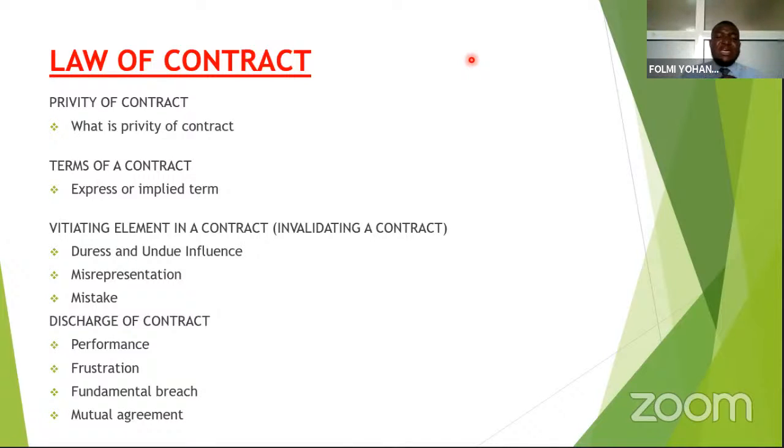Then parties can decide mutually to end a contract without even performing it, without either of the parties being at fault. They'll just say, okay, we don't want to perform the contract. Let it just end. So these are ways by which we can discharge a contract.